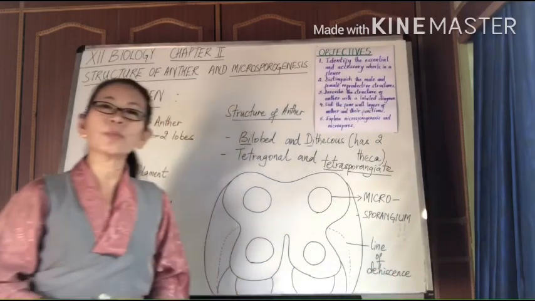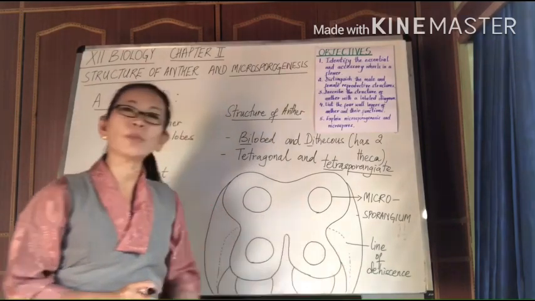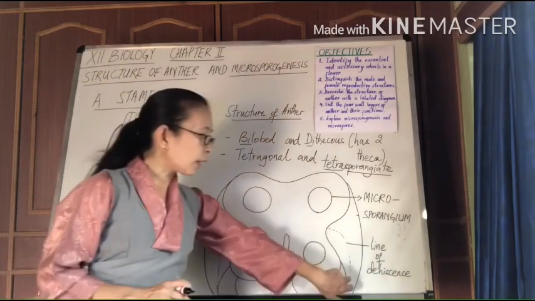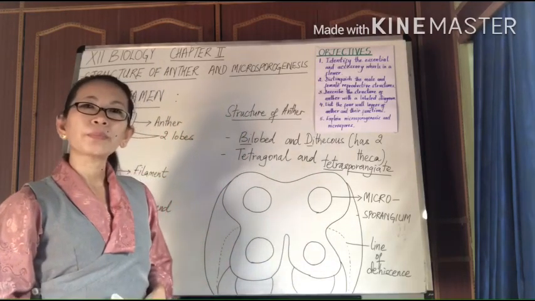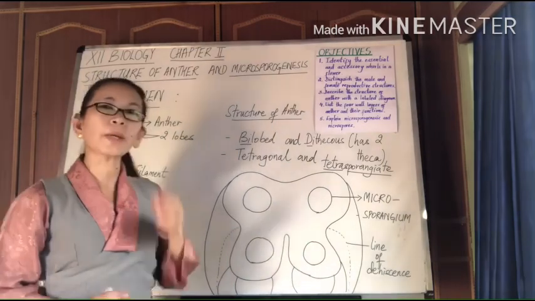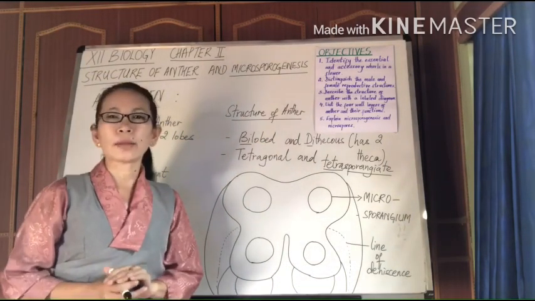To dehisce means to break open, right? So on maturation, the anther is going to be opening from such lines here, which run throughout the length of the anther. Okay, so this is a typical understanding about a bilobed dithecous anther, right?